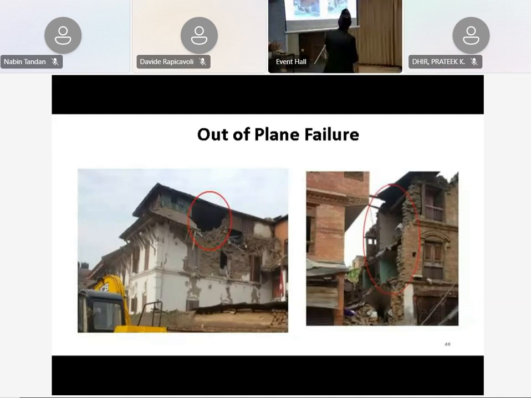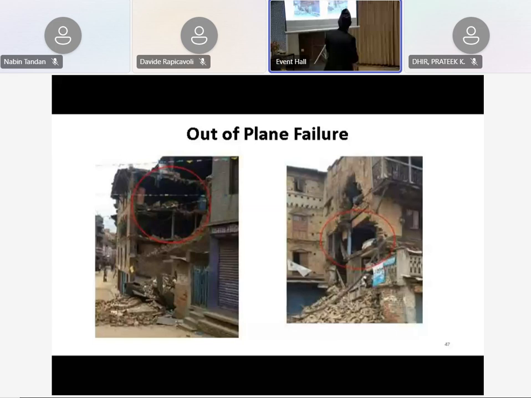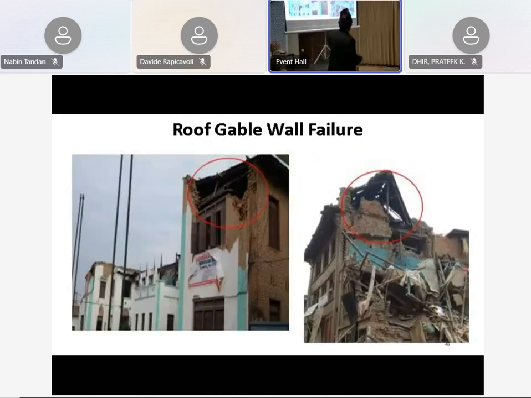And the outer plane wall failed here also. Next, please. In most of the cases in the roof, this gable type of wall was not properly connected to the roof, and there are no bands. Because of it, due to the inertia force, it could not be retained with the main structure, and it fell.